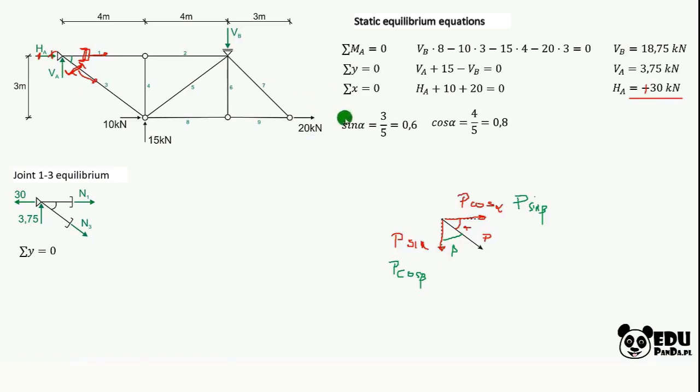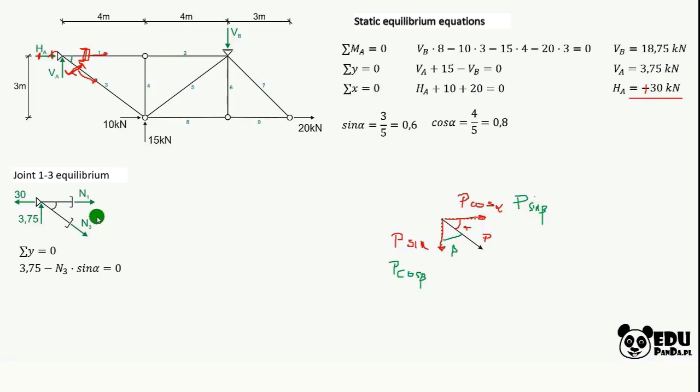Well, all right, we have sine, we have cosine, we already know how to break it down. So I break down N3 horizontally with cosine alpha and vertically with sine alpha. And we have the sum of projections on the y-axis and the sum of projections on the x-axis. So on the y-axis we will have 3.75 upwards, which is positive, minus N3 times sine alpha.